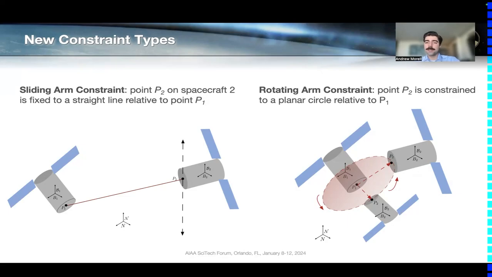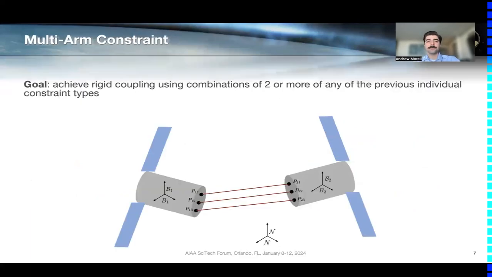And then on the right-hand side here, the second new constraint type we defined is a rotating arm constraint, where the point P2, that connection point, is defined to move along a planar circle relative to P1. And that's a fixed length circle, so the arm in this case is not telescoping, it's similar to that LEXI spacecraft as a pin joint around the base. And of course, the goal here is to combine 2 or more of these to achieve a rigid coupling in the same way we saw with what we eventually called the rigid arm in the single arm work.